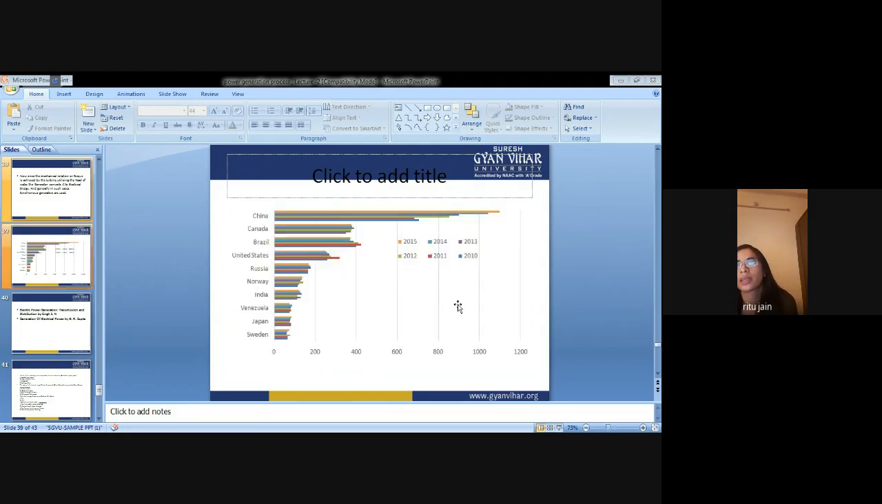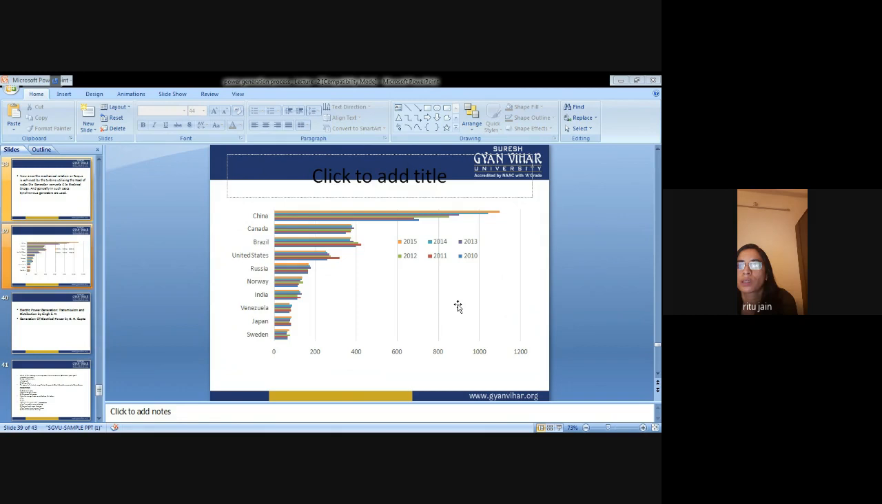Now this is the graph of different countries where electricity is generated by hydropower plants. On the top, China is the largest electricity generator of hydropower plants.